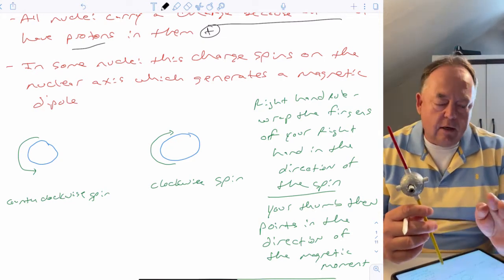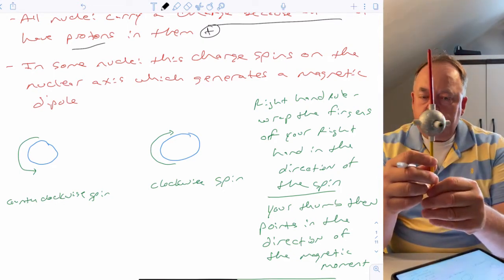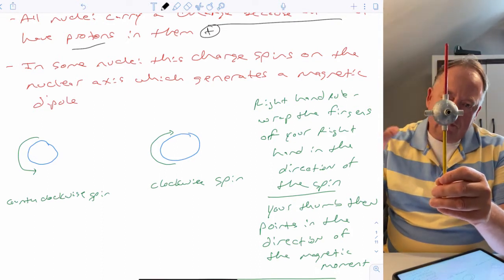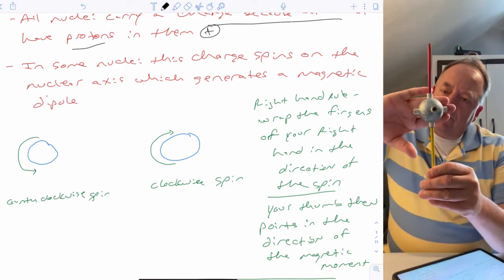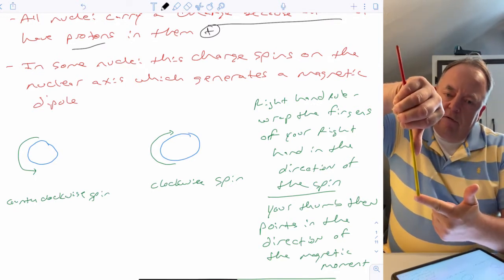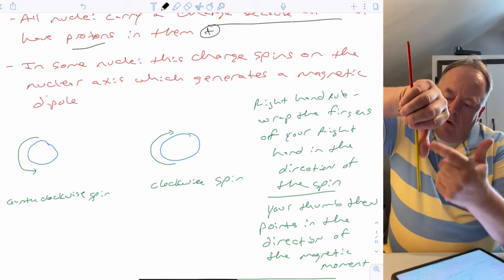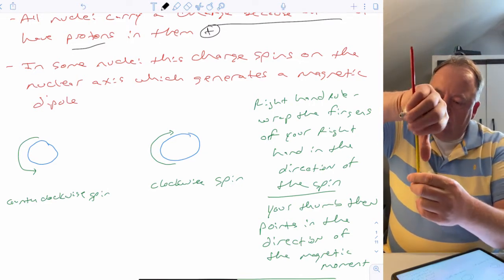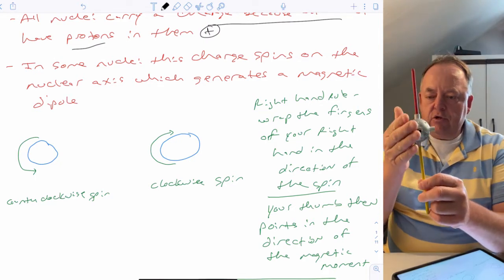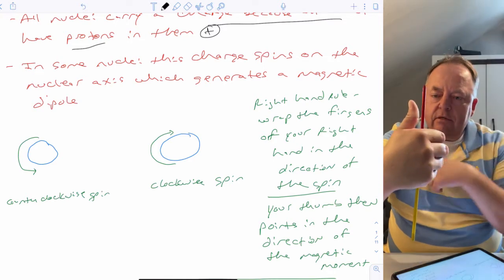all spinning charges have electric fields, and all electric fields have magnetic fields associated with them. So if it's spinning in this direction, use the right hand rule: if you take your right hand and wrap your fingers in the direction of the spin, then your thumb will point in the direction of the magnetic moment. If it's spinning like that, its magnetic moment is in the yellow stick direction. And if it's spinning like this, it's instead the opposite direction.